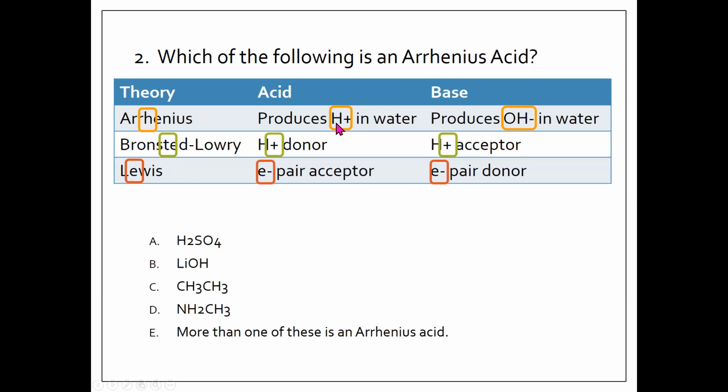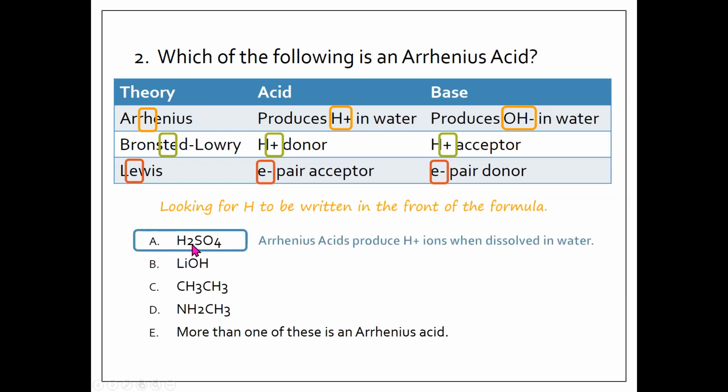So that Arrhenius acid produces H plus in water. Typically when we look at these acids, they'll have the H written out in front. And if we look at this formula for sulfuric acid, we have those 2 acidic protons written out in front. So those will produce the H plus ions when dissolved in water. If we look at the other options, lithium hydroxide is the Arrhenius base. Remember that the OH is ionically bound to the alkali metal. So this is an ionic interaction, so that OH is basic.